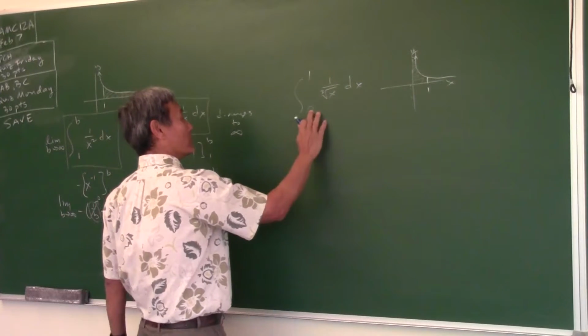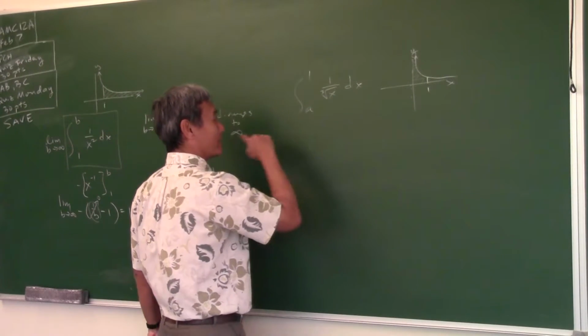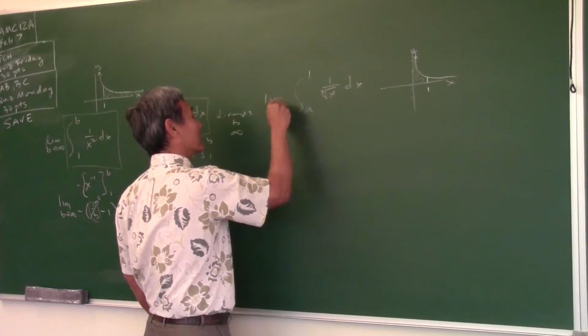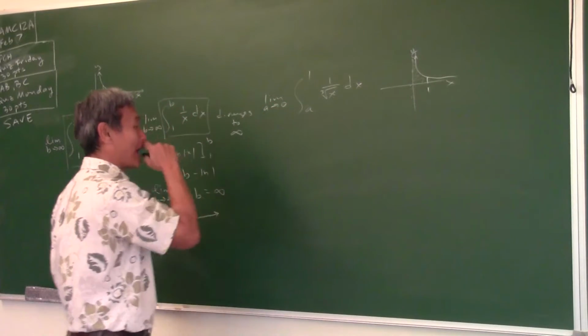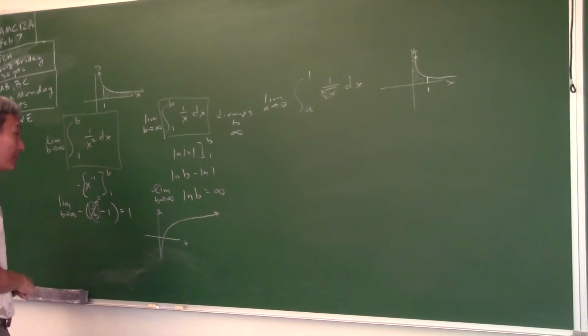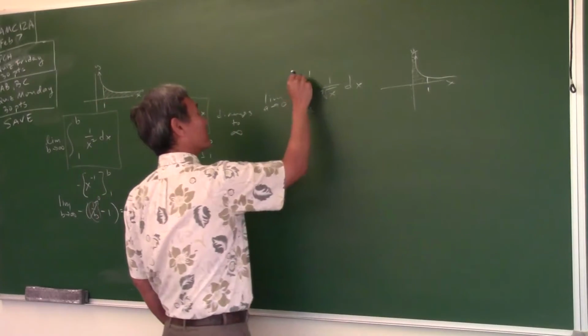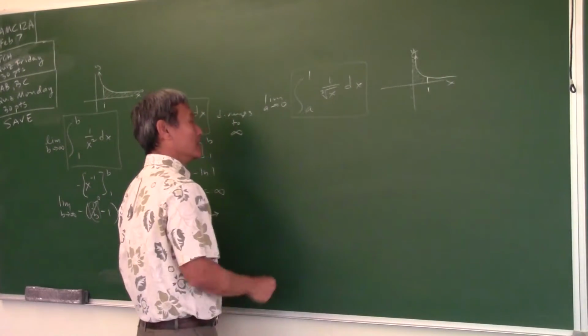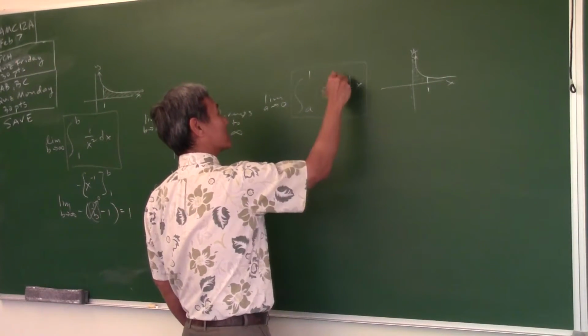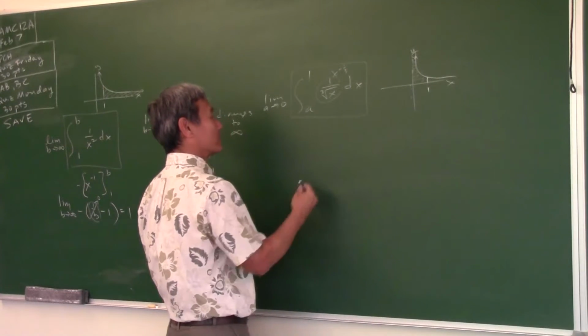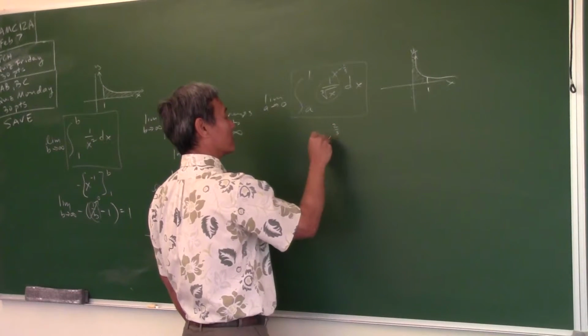So what we do is we replace this with a letter. I'm going to use a for the lower limit, and then take the limit as a approaches 0. This is how you handle improper integrals. So this part here, you compute like you normally do. So this is the same thing as x to the negative 1/3. So the antiderivative is x to the 2/3 times 3/2.